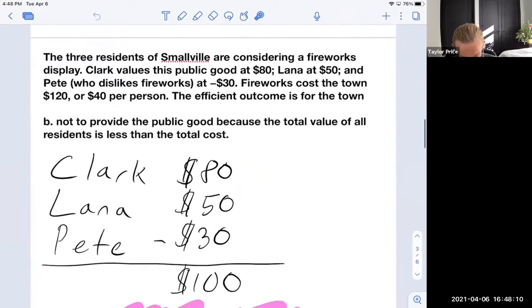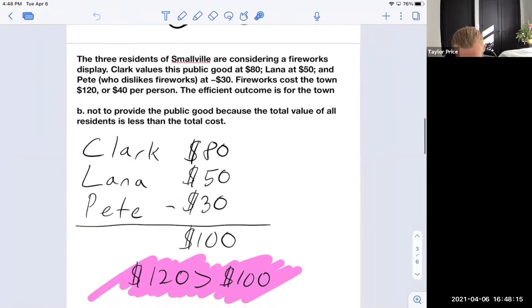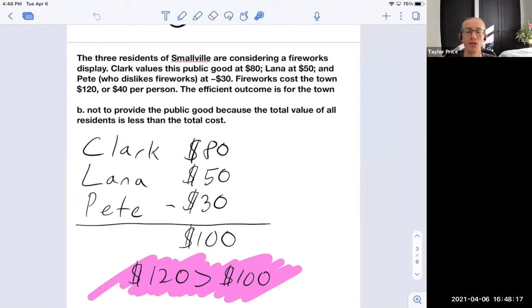Okay, so the next question was, I believe, from the pre-lecture quiz on chapter 10. It was saying the 3 residents of Smallville are considering a fireworks display. So they give you 3 individuals. Clark values the public good at 80, Lana at 50, and Pete, who hates fireworks, has a negative value of $30. Fireworks cost the town $120 or $40 per person. So the efficient outcome for this town is what?